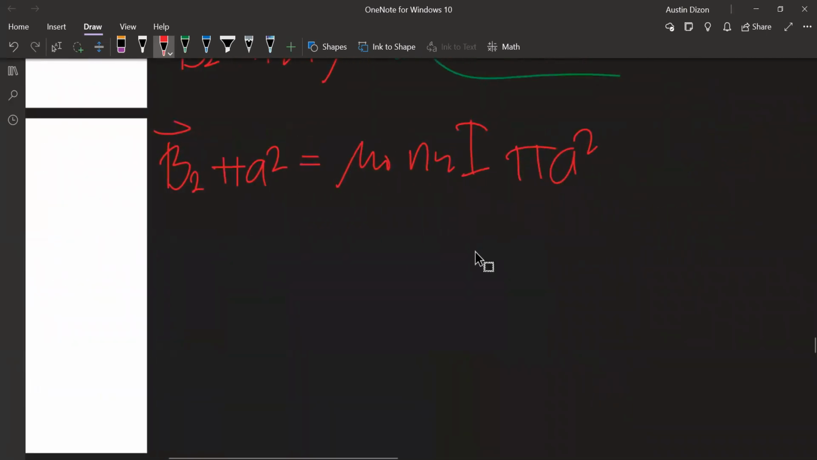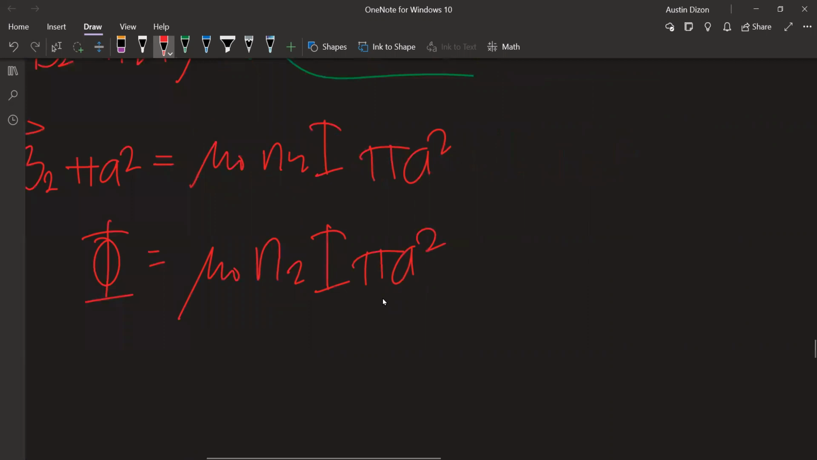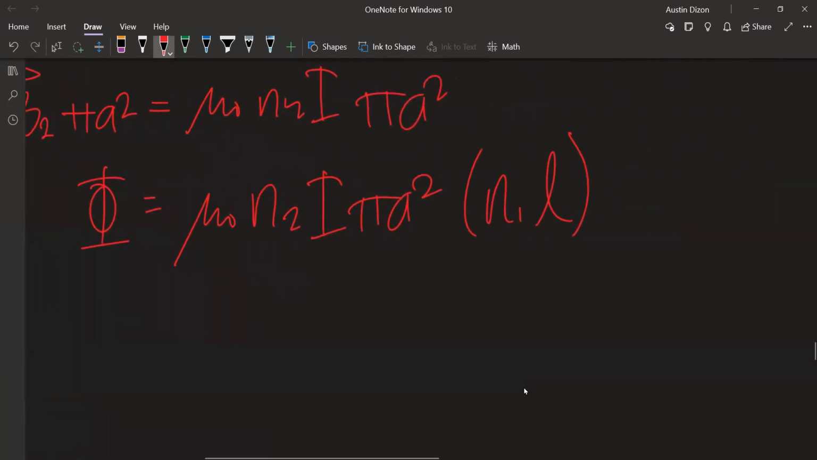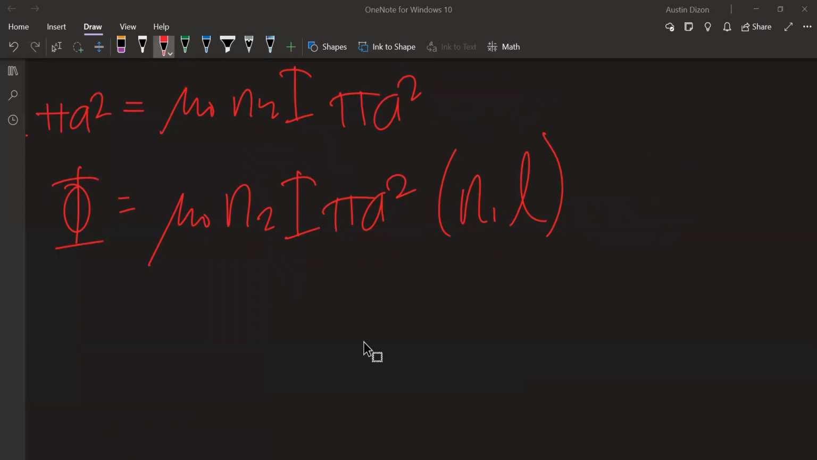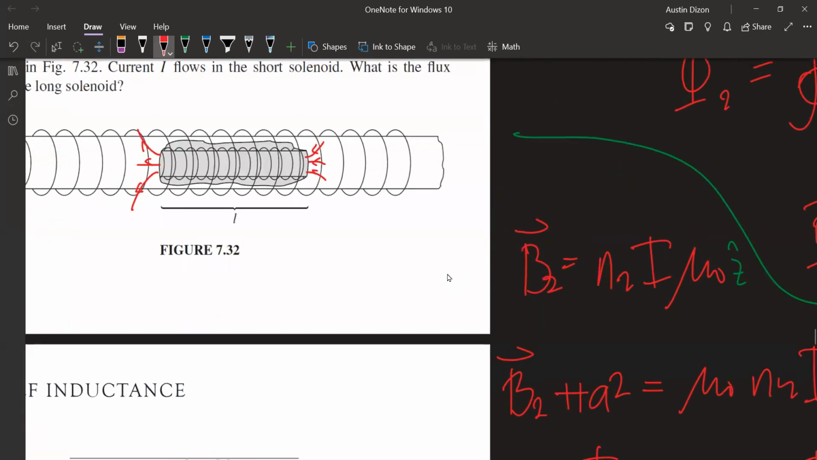Therefore, if we want to get all the flux, the total flux would be, of course, μ0 N2 I πA squared, multiplied by the number of rings you pass through, which would be just N1 times L, given that L is the length of the inner solenoid. Therefore, that is the total flux through the inner solenoid. Nice, right? So you can do that, swapping them to get the flux.